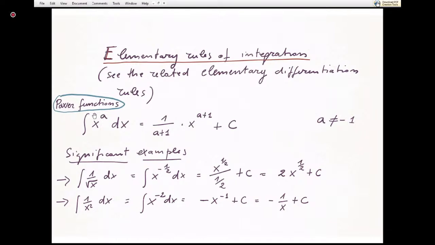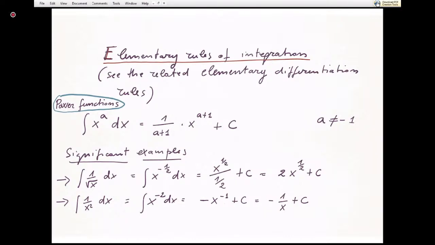We have to go backwards to reconstruct the function. So we have to increase the exponent by 1 and divide by the exponent increased by 1. Why? There's no particular reason, it's intuitive, but if you want to be sure, just compute the derivative of this one. What is the derivative? This is a constant times a plus 1 times x to the power of a plus 1 minus 1. This becomes x to the power of a, and you can simplify a plus 1 with a plus 1.